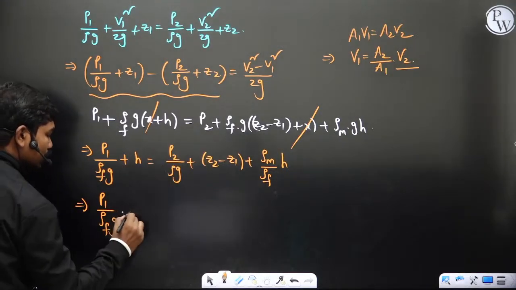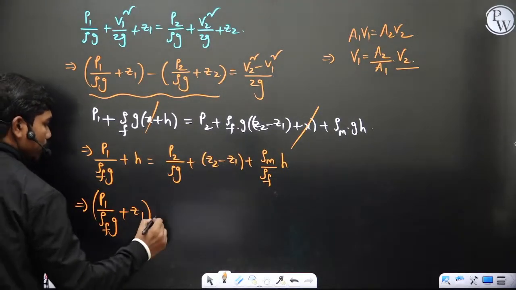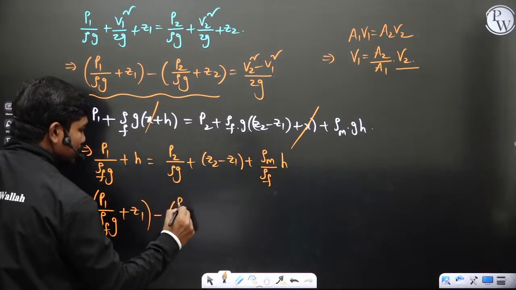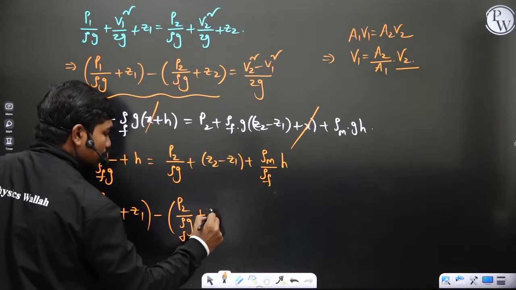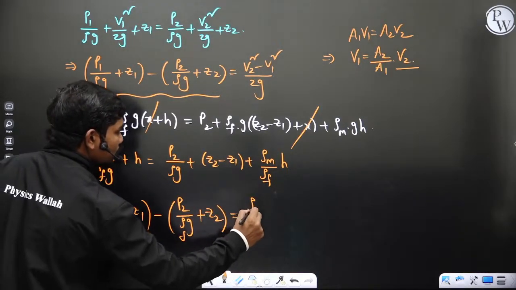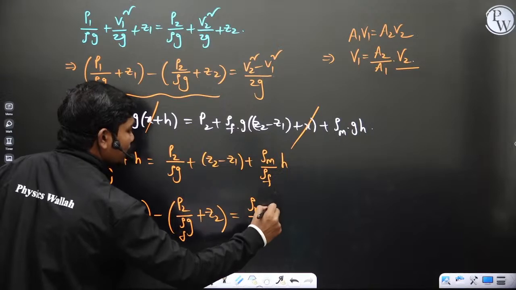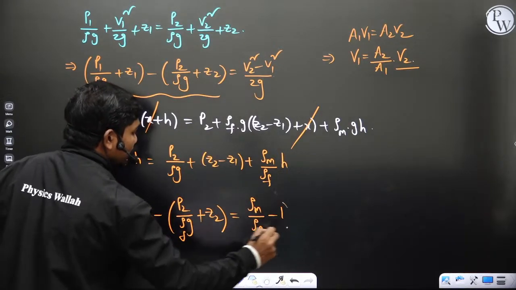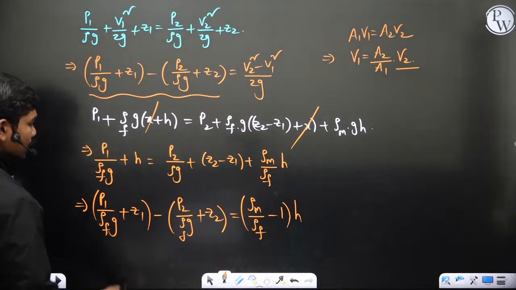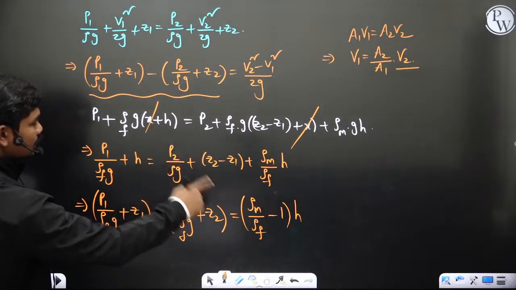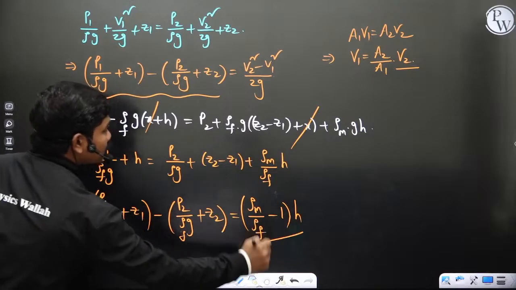This minus Z1, if it comes here, it is plus Z1 minus. If these two terms come to the left hand side, P2 by rho g plus Z2 minus Z1 is equal to rho m by rho f into minus 1 times H actually here. Okay, so this is the expression that we get finally. If you multiply with rho f g, then this is what you have. So this is the pressure difference actually.